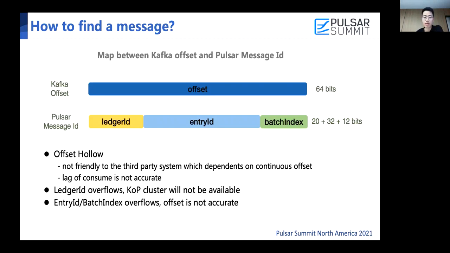And secondly, the ledger ID only has 20 bits to represent, so it will overflow quickly. Then the KoP cluster will not be available. And the entry ID and batch index can also overflow. This may lead to the offset not being accurate.